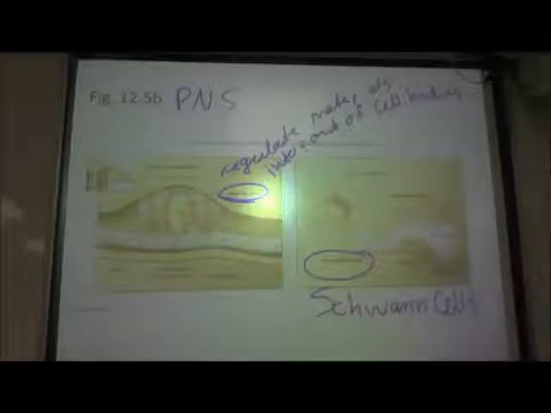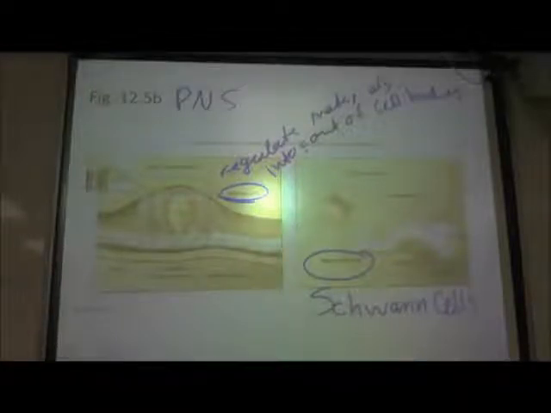The lady who teaches before me drew this picture up earlier, and I just left it because it's so beautiful, of how these myelin sheaths work. If you look at a myelinated axon, all of the spaces in between the myelin sheaths are what are called nodes, or nodes of Ranvier.